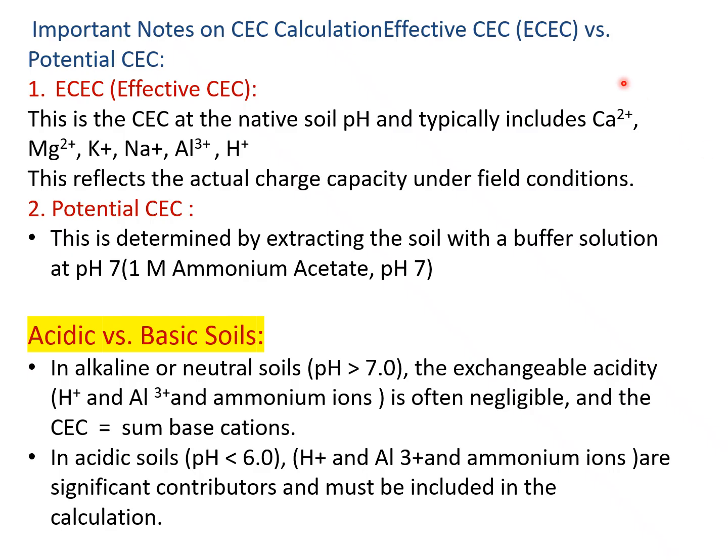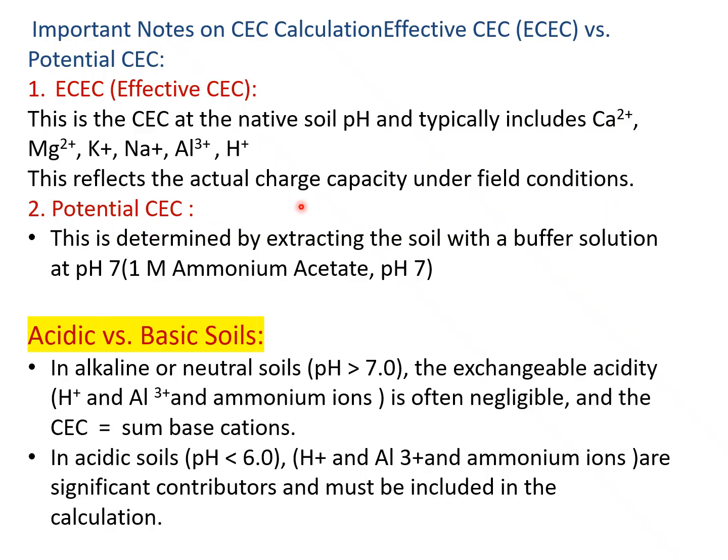Now, there are some important things which you must know. There are two types of CEC calculation: one is effective CEC and the other is potential CEC. Effective CEC is actually the CEC at the native soil pH. Whatever the ambient pH of the soil is, if you estimate CEC at that particular pH, it will be known as effective CEC. It will typically include all base cations as well as acid cations. This reflects actual charge capacity under field conditions.